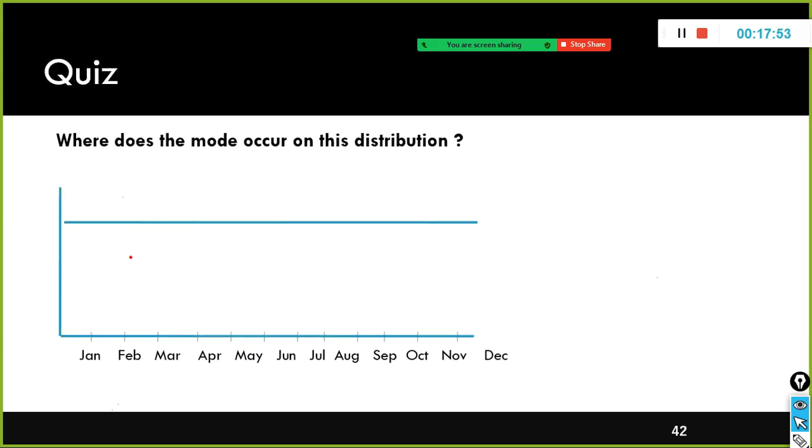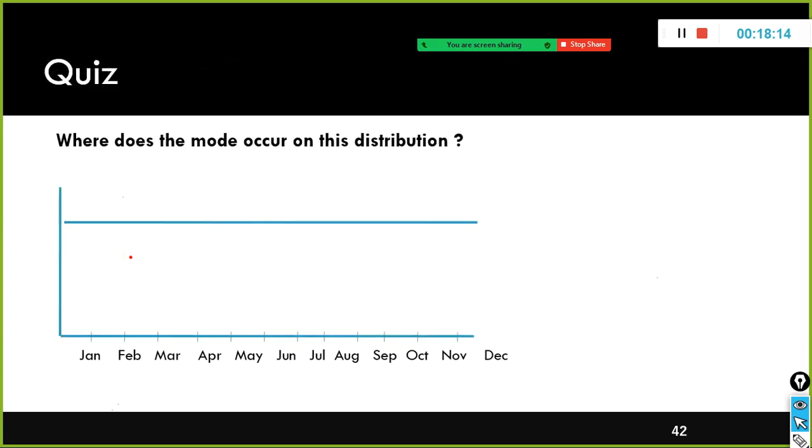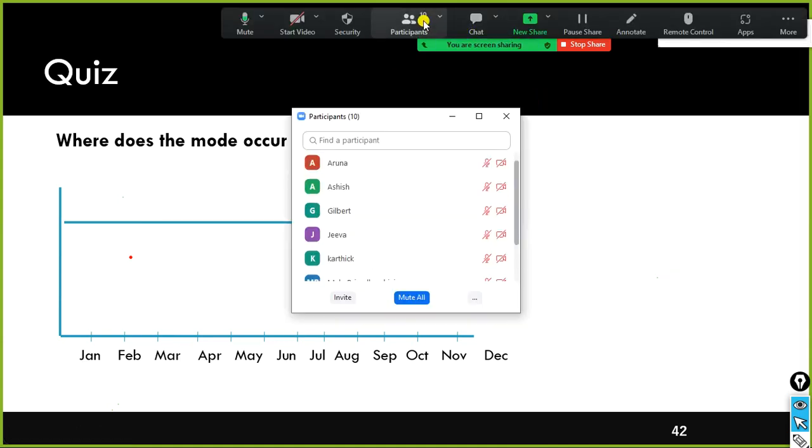So the next one is, where does the mode occur on this distribution? When I plot the data, I get a straight line. So what does it say here? Where is the mode? The mode is the peak, right? The peak is the mode here. This is the peak, and after this it is gradually falling down. But now you tell me, where is the peak here? Peak is the mode. Can you tell me, does this distribution have a mode or not?